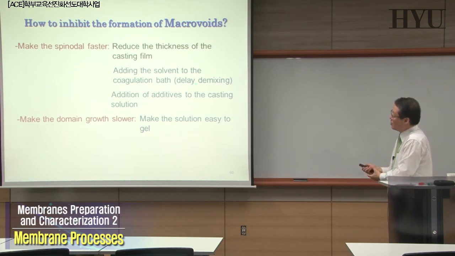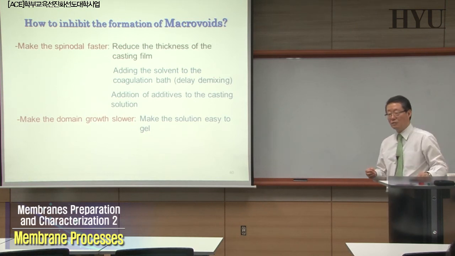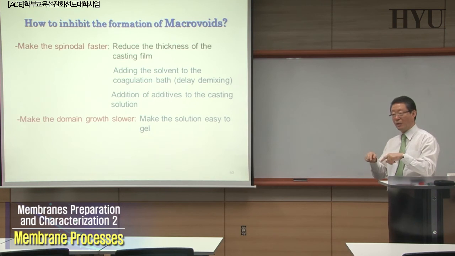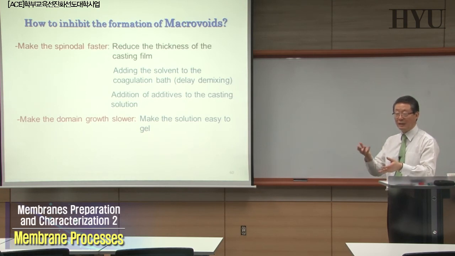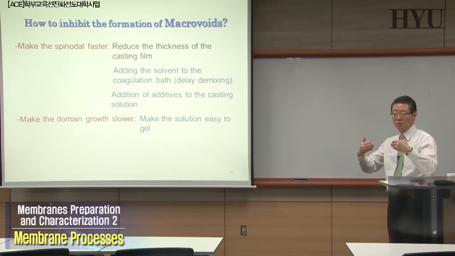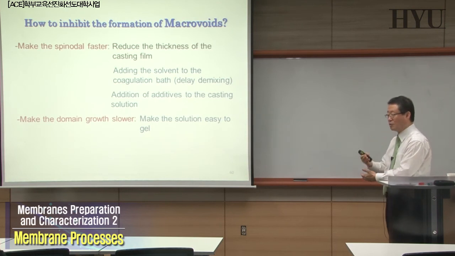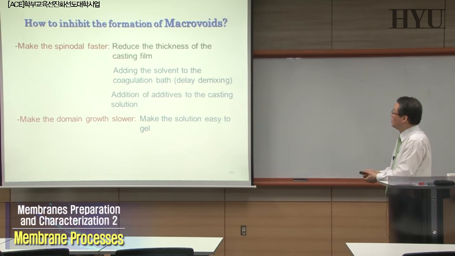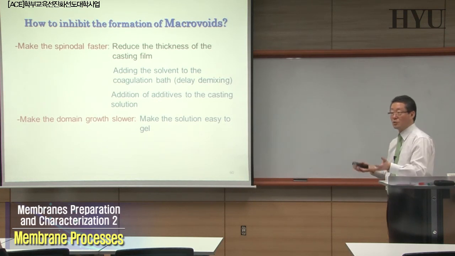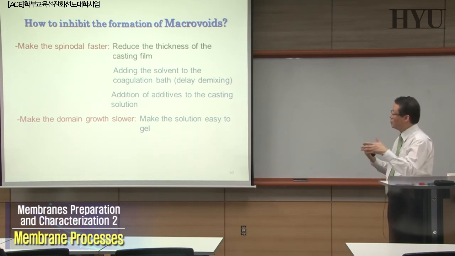Or if you add solvent into the coagulation bath, you can reduce the non-solvent power of your coagulation bath, so that you delay the demixing, in other words coagulation, during the process, so that it will slow down your demixing process. That will reduce the formation of nuclei and the growth of the macrovoids. Or if you add some additives to the casting solution and increase the solvent power, then you can reduce the formation of the macrovoids. This is the way of making the sponge-like structure, or reducing the macrovoid formations.